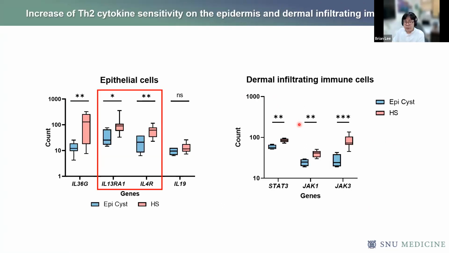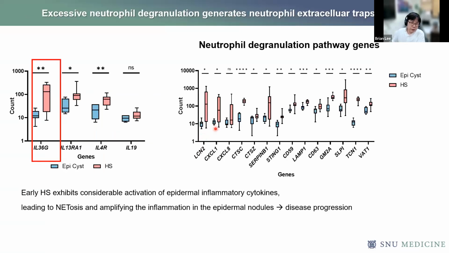We also looked within the epithelial cells and saw an increase in IL-13 receptor alpha-1 and IL-4 receptor. These are all receptors for Th2-related cytokines, suggesting that there's an increase in Th2 cytokine sensitivity within epithelial cells, and that this may play an important role in the pathogenesis of HS. Another important cytokine, IL-36G, was also elevated.